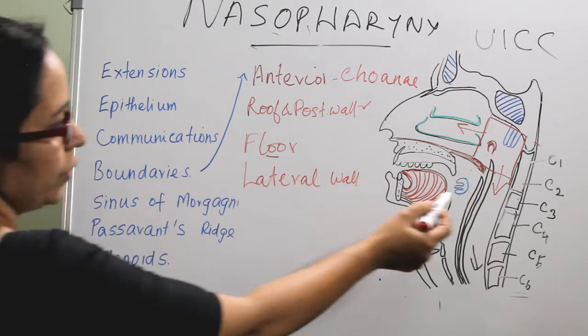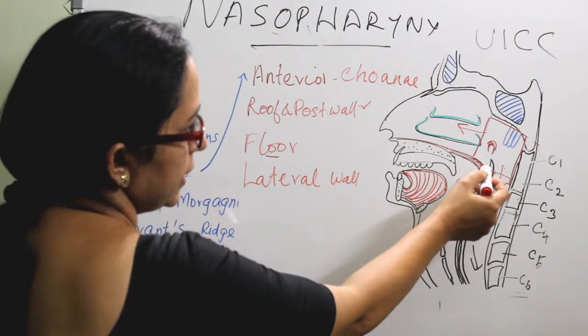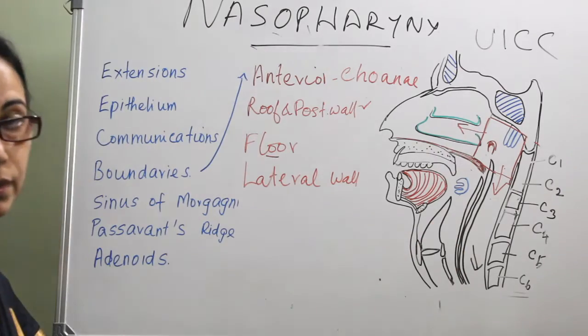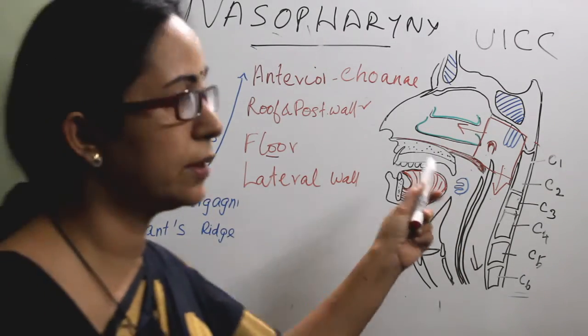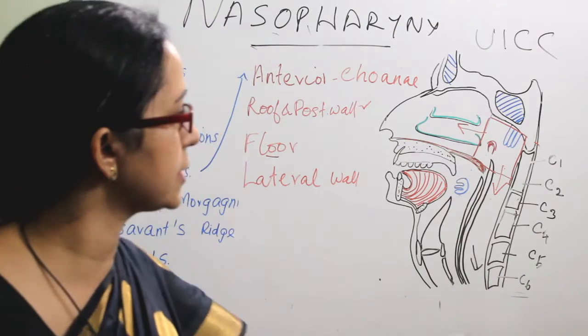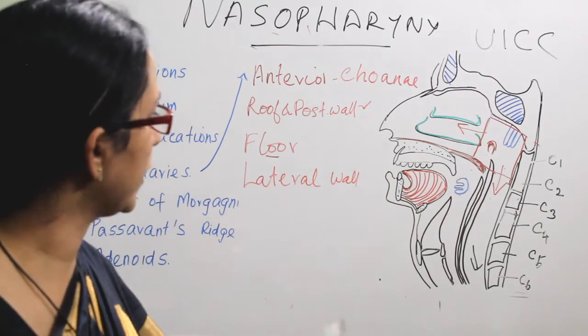And on the floor, what is on the floor? It communicates. Anteriorly there is a soft palate. Posteriorly it communicates with the oropharynx, okay, through the nasopharyngeal isthmus. There is a nasopharyngeal isthmus that I will tell you what it is. And it communicates with the oropharynx.